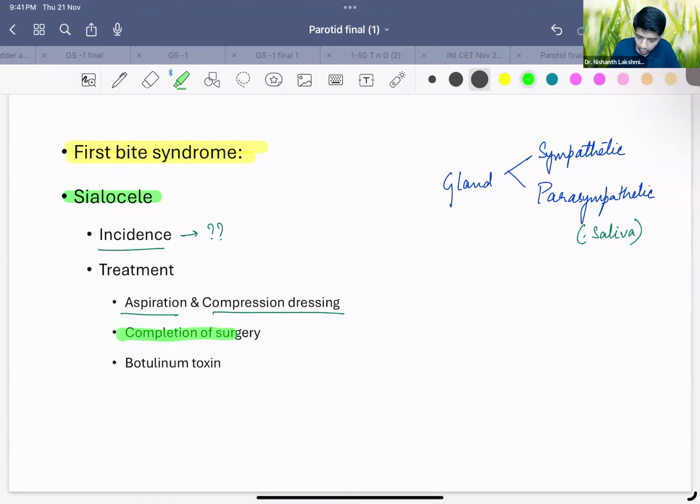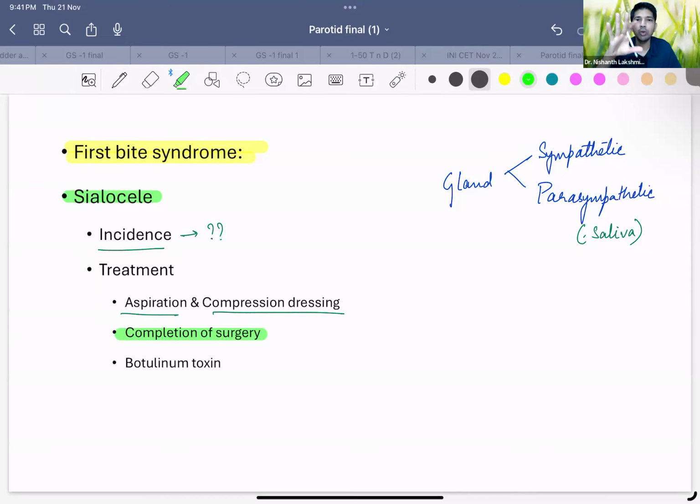Second is completion of surgery. That means you have done a superficial parotidectomy, and no matter what you do, you are having a recurrent sialocele. Go in and finish and do a total parotidectomy and come out, if necessary, that means removing whatever little tissue is there. But in reality, I've told you re-entering and re-operating is like a tiger's country, so that should be chosen as the last option. Instead, you can try radiotherapy to that area to destroy whatever little amount of tissue is there. Local radiotherapy.